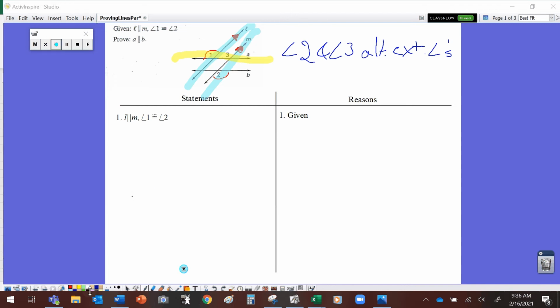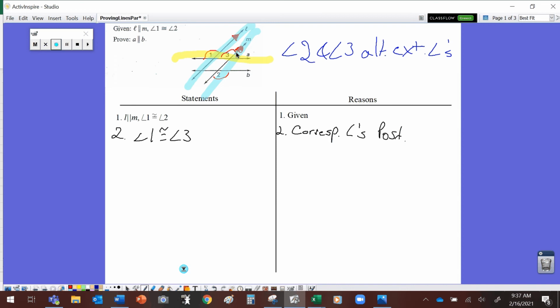I can say that angles 1 and 3 are congruent, because of the corresponding angles postulate. And we can abbreviate it as corresponding angles postulate.